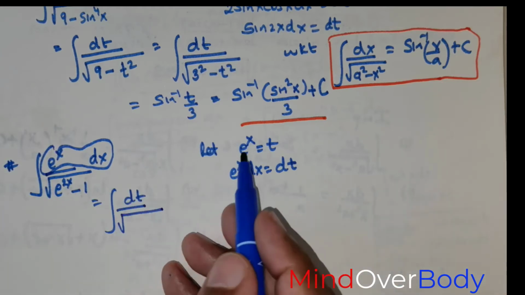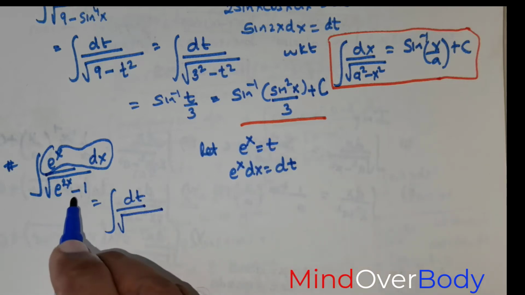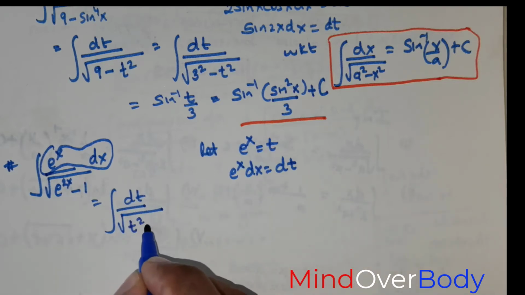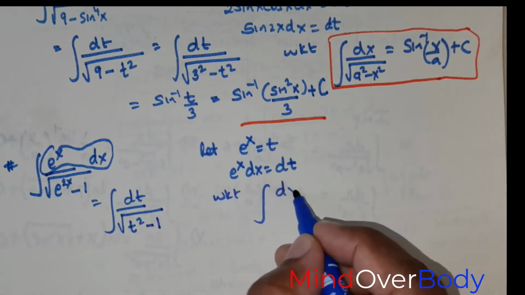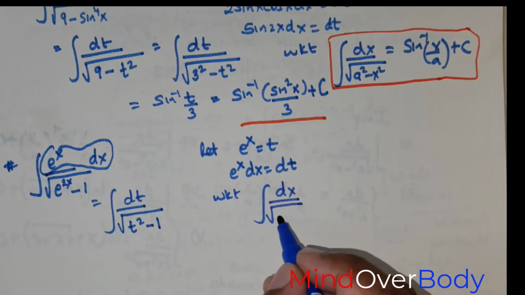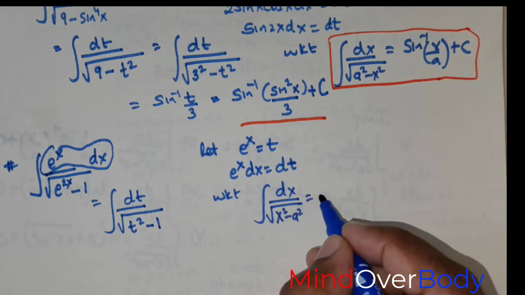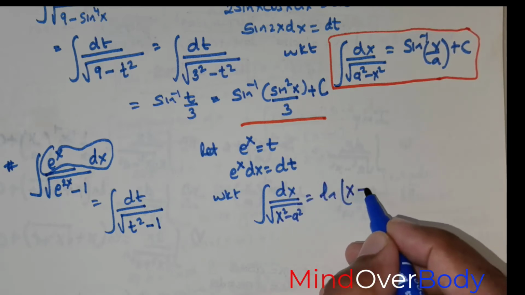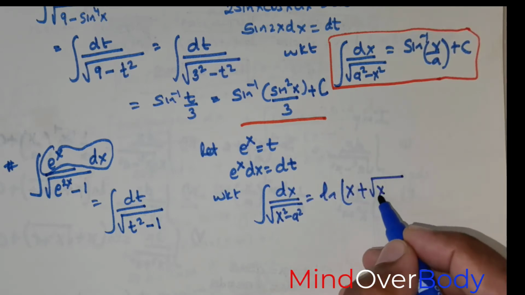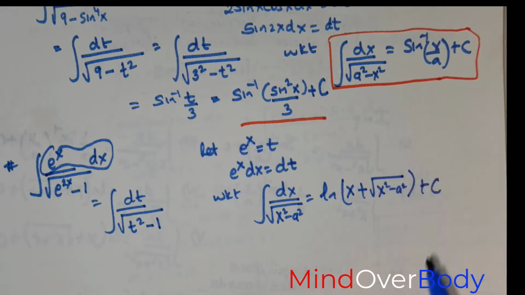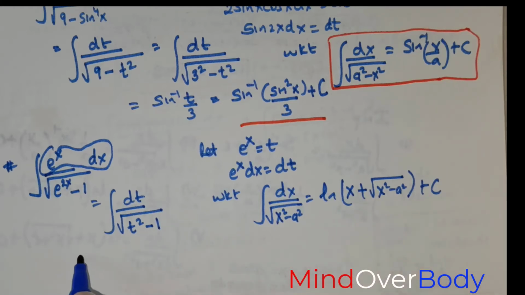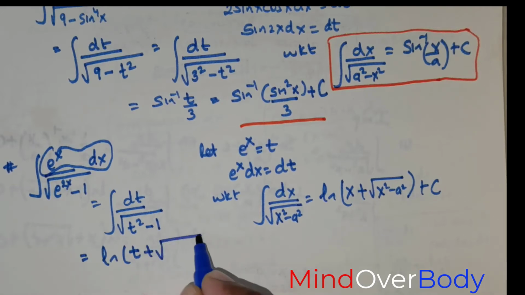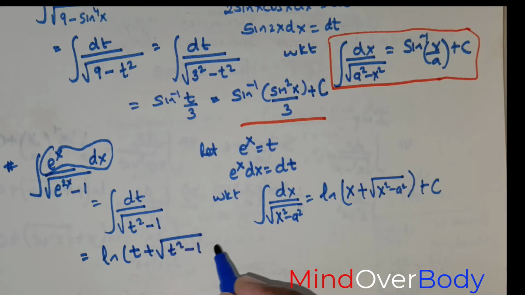over root of e raised to the power of x is t, but I've got e raised to the power of 2x. So this is going to be t squared followed by negative 1. Now we know a formula. What is the integral dx over square root of x squared negative a squared? It is equal to ln of x positive root of x squared negative a squared positive c. Now I'm going to use this formula right over here. So this is going to be ln of t positive root of t squared negative 1.